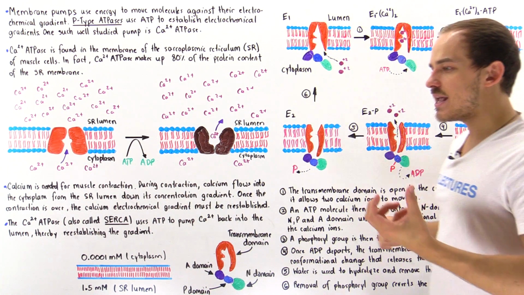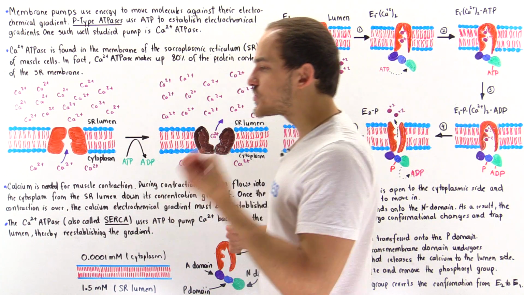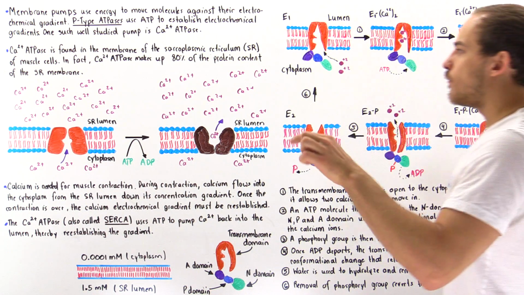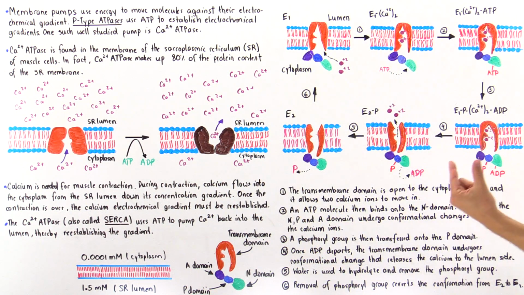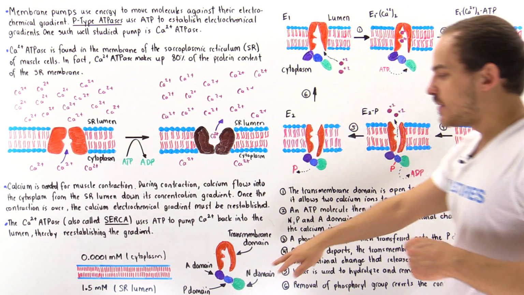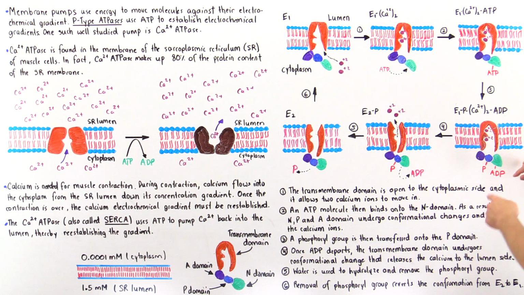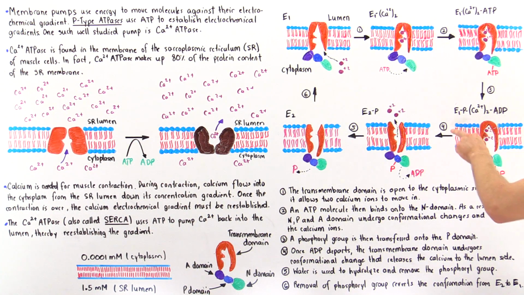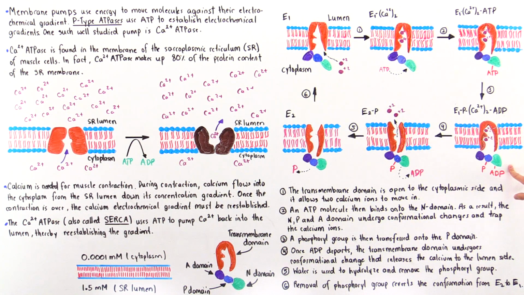Now, in the next stage, we hydrolyze that ATP into an ADP, and that phosphoryl group is transferred onto the blue section, so this P domain. And so that P goes onto this blue section, and the ADP remains attached onto the green section. And this stage is known as the E1P, where P is the phosphoryl, calcium 2 ADP.